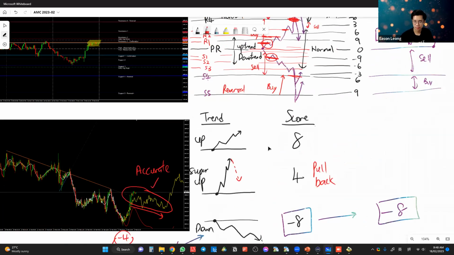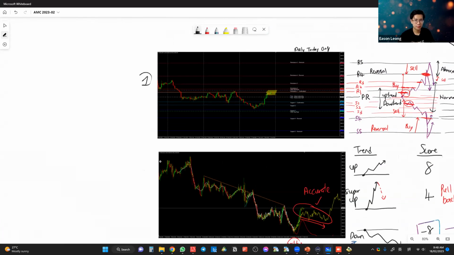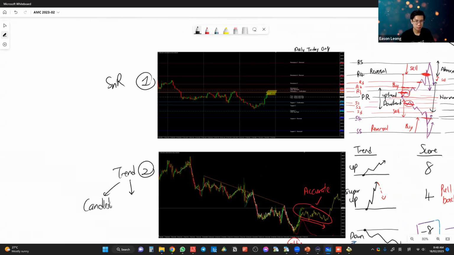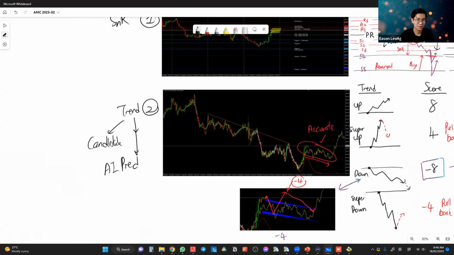Now, this is the second step already. The first step is SNR. The second step is the market trend. And for market trend, you got two options. Number one is the candlestick. And number two is the prediction, where the AI predicts for you in advance. Now, which one to choose? Choose the one that you are sure, that you are clear with. Okay, just choose the one.